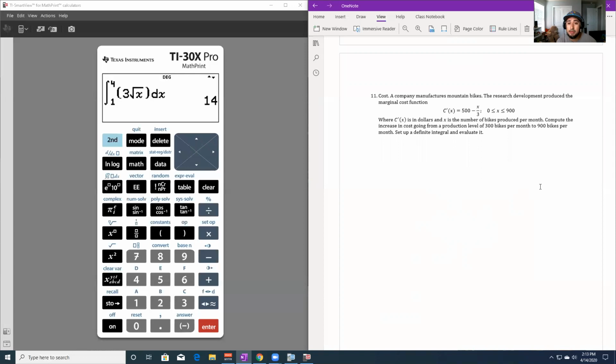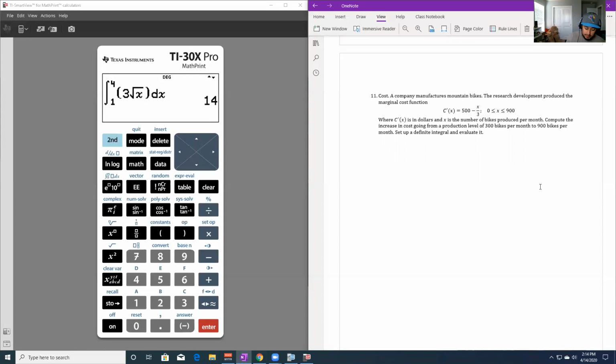So, a company manufactures mountain bikes. The research and development produced the marginal cost function, C prime of x equals 500 minus x over 3. They're giving us the domain from 0 to 900. C prime is in dollars, and x is the number of bikes produced per month. Compute the increase in cost going from a production level of 300 bikes per month to 900 bikes per month. Set up a definite integral and evaluate it.